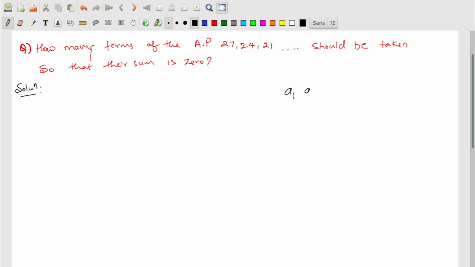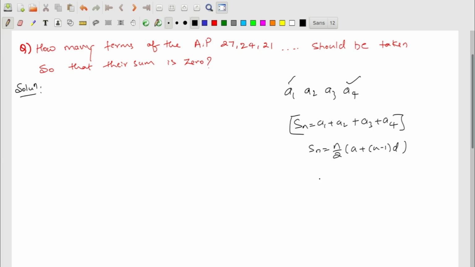If a1, a2, a3 and a4 are the terms in the AP, then the sum of n numbers, Sn, will be equal to a1 plus a2 plus a3 plus a4. So it is a simple concept, and instead of adding all the numbers we use a formula, which is n by 2 into 2a plus n minus 1 into d. Or if the first and the last terms are given, you can use the formula n by 2 into a plus an, the last term. So you will be using either this or this formula throughout the video.